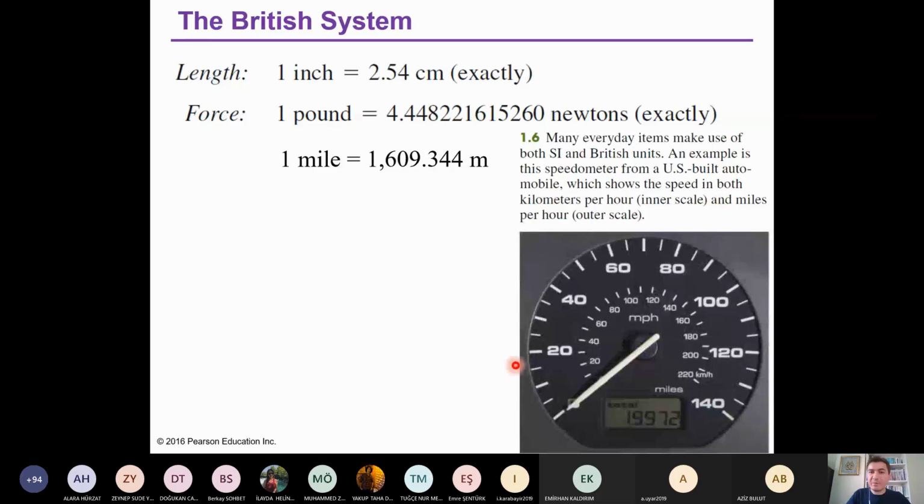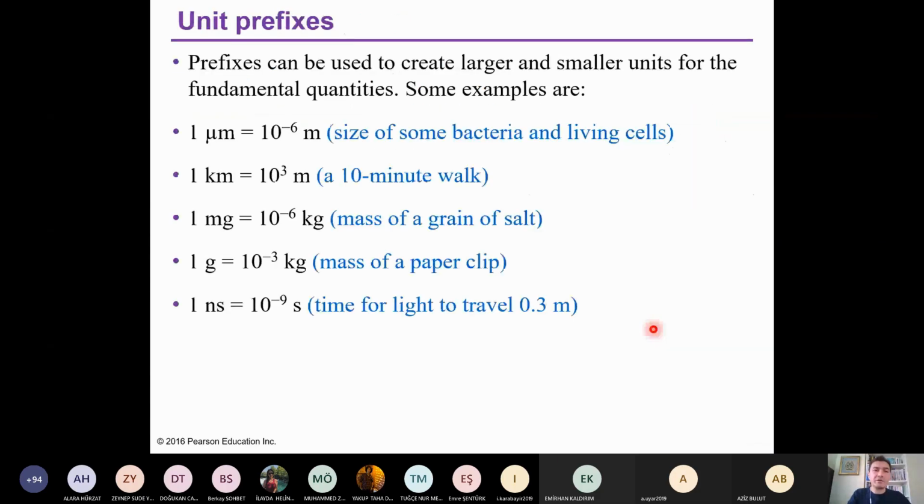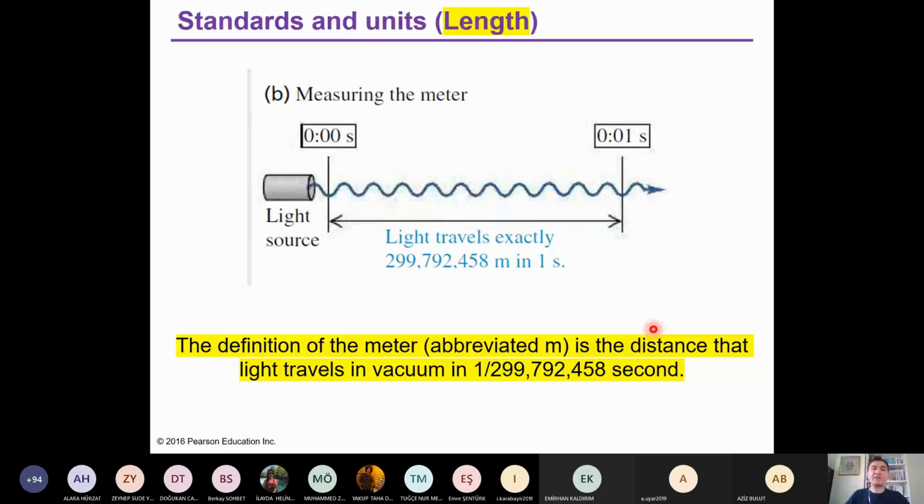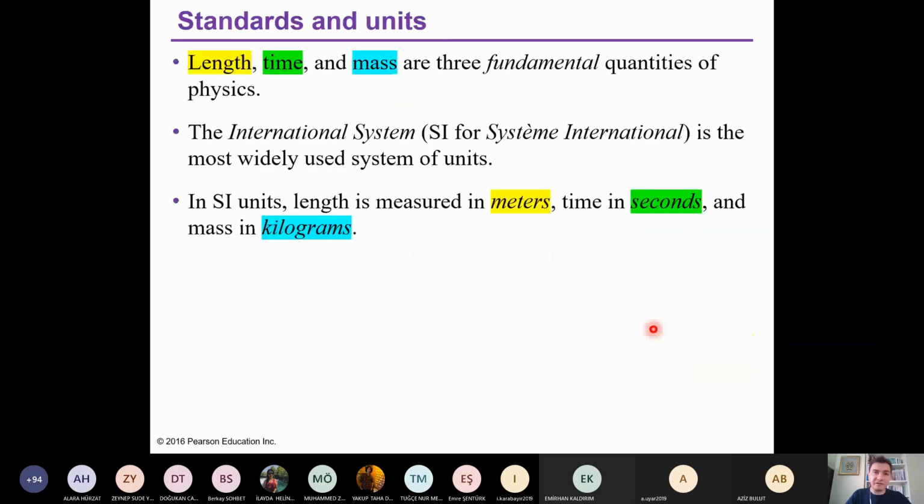This is a speedometer from a United States built automobile. What do you see here? There are two scales, mile per hour and kilometers per hour. Mile is used in the United States and in some countries. So now let's come to the standards and units.